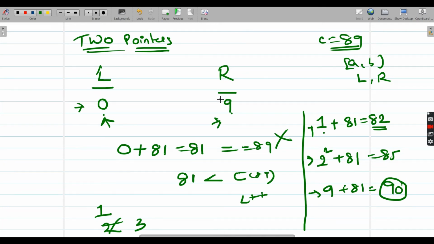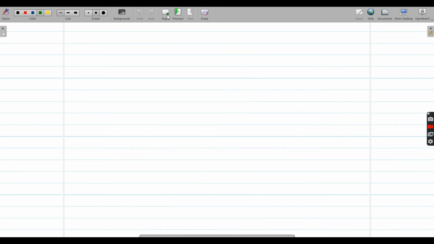That means you need to decrement R. You need to decrement R. So now R becomes 8. Okay, so now I'm going to the next page. Now L is at 3, R is at 8, and our C is 89.